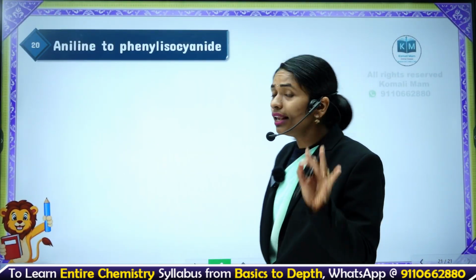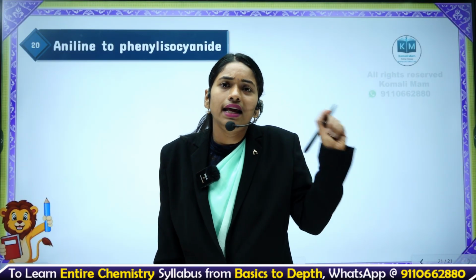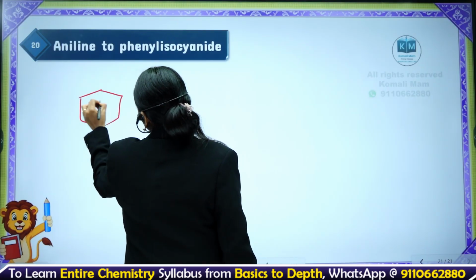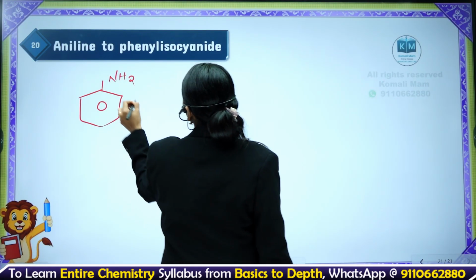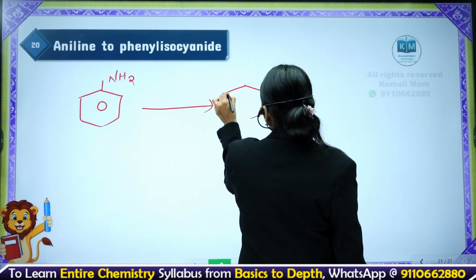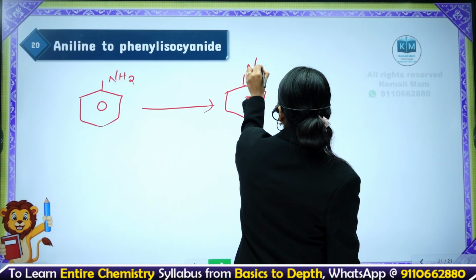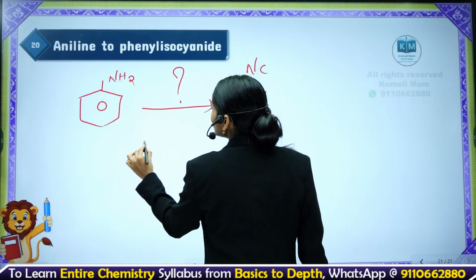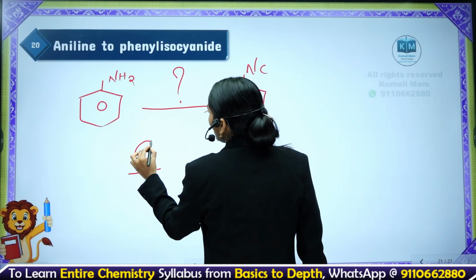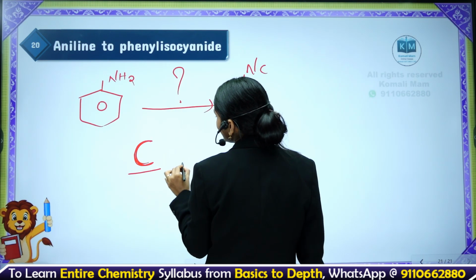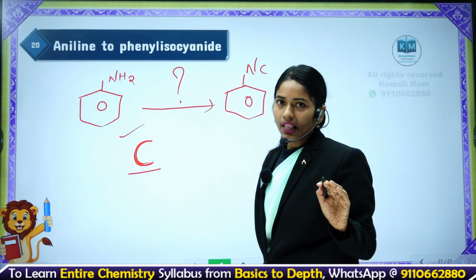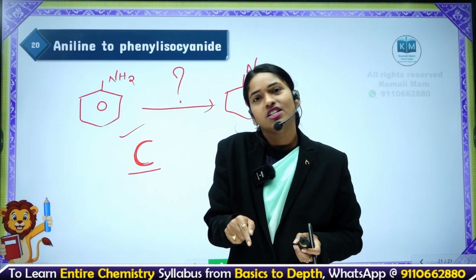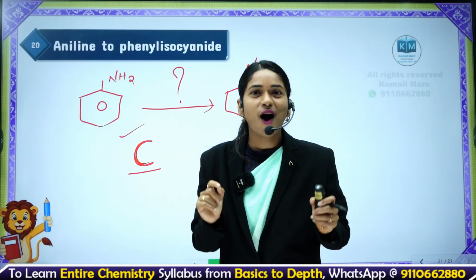Last question. Aniline to phenyl isocyanide. How to convert aniline to phenyl isocyanide? First write the structure of aniline, and we want to convert it into phenyl isocyanide. It is one of the most famous named reactions. That reaction starts with a C, first letter C. Try this. I did not discuss in this video the name of the reaction. It starts with a C. Put in the comment section what the name of the reaction is and let me know how this video was.